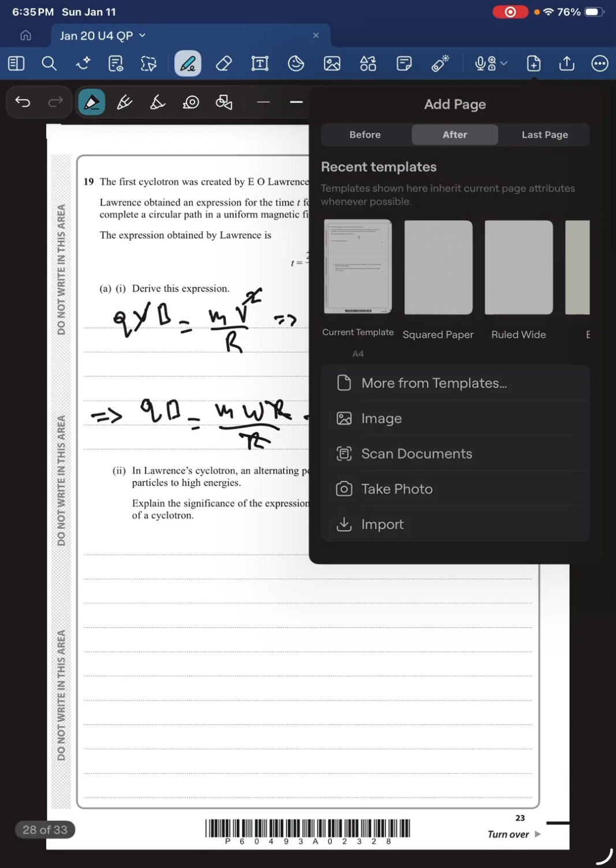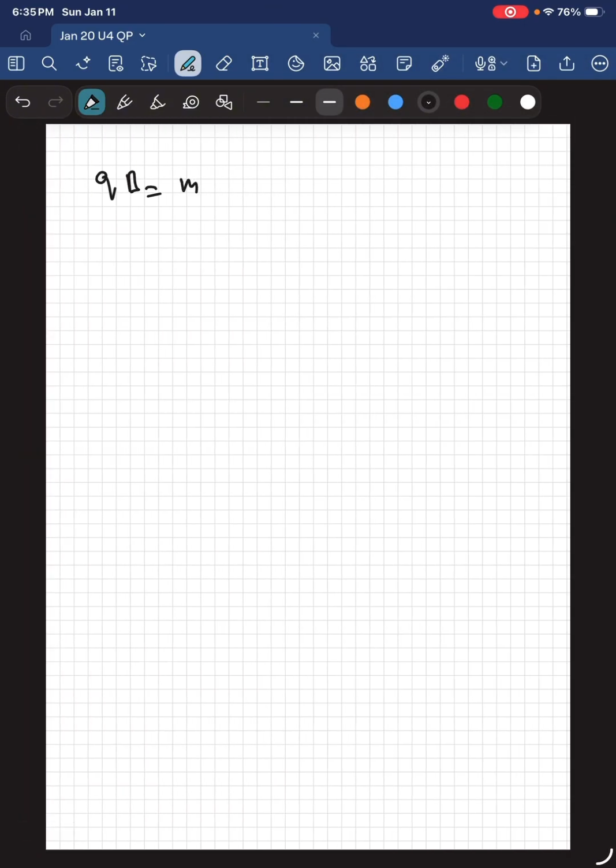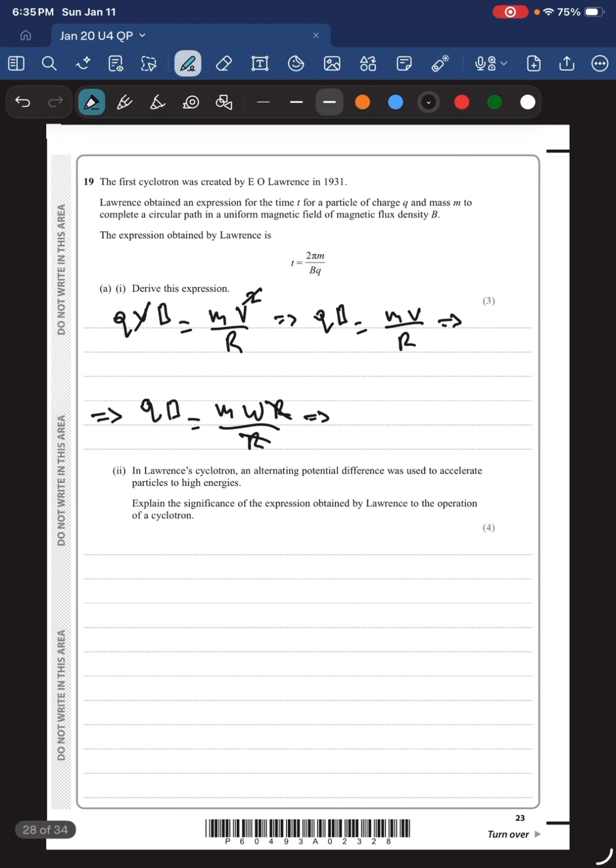So I'm going to need a clean page. So qB is m times 2 pi over the period, or the time needed. Okay, so T is 2 pi m over Bq, which is exactly what they ask us to find.